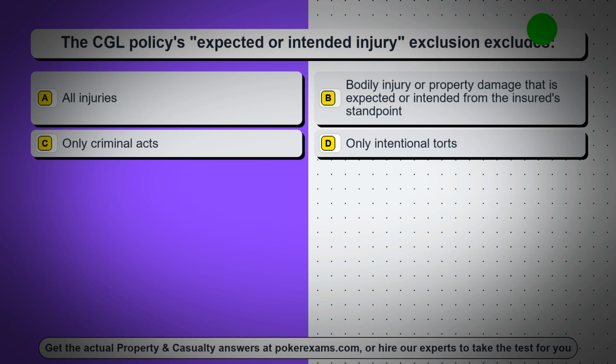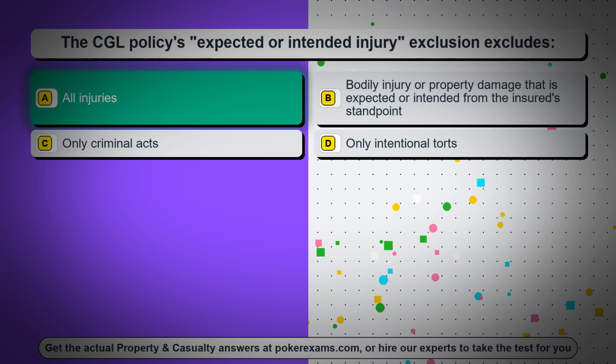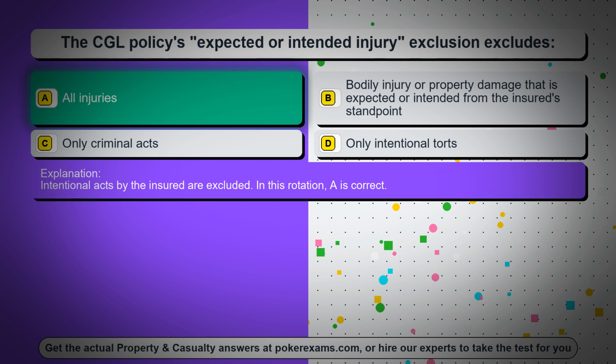Question 11. The CGL policy's expected or intended injury exclusion excludes, option A, all injuries. Option B, bodily injury or property damage that is expected or intended from the insured's standpoint. Option C, only criminal acts. Option D, only intentional torts. The correct answer is option A, all injuries. Intentional acts by the insured are excluded. In this rotation, A is correct.